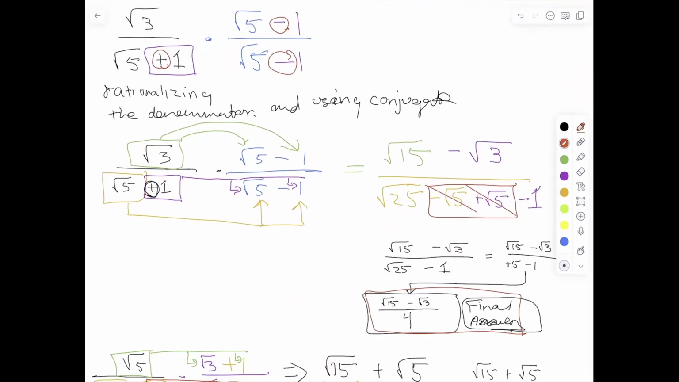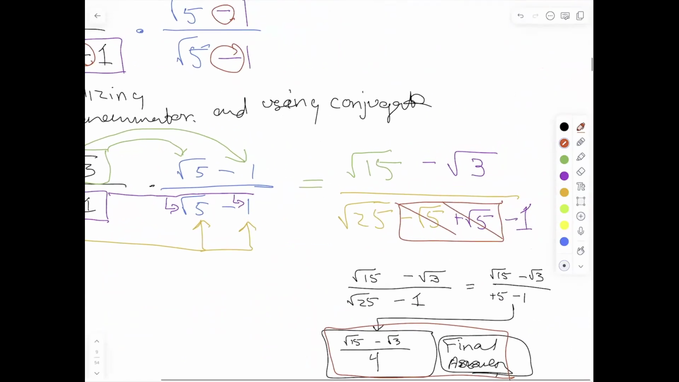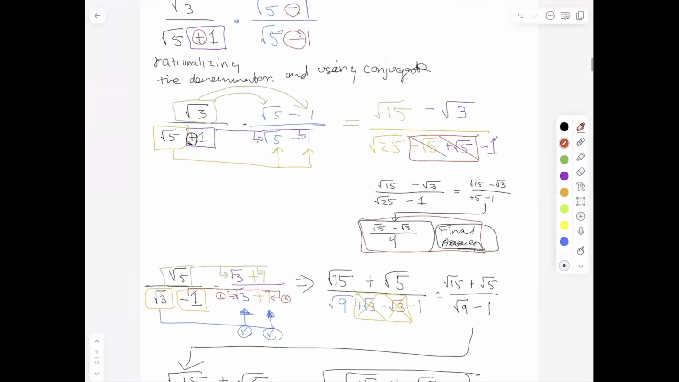Be very careful when you're distributing because you have 2 binomials, and you got to use the FOIL method, right? First, outer, inner, last. And then here you cancel out and you get your final answer. So that's another question you're going to see on tomorrow's exam.